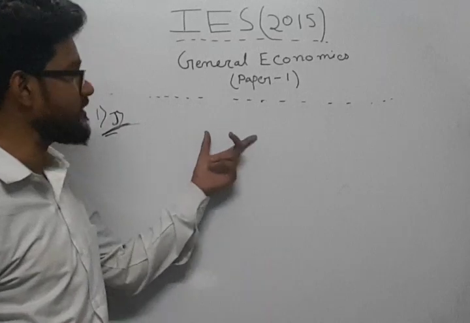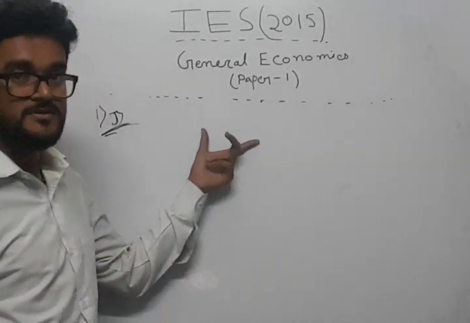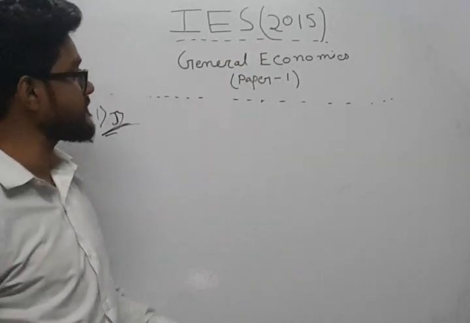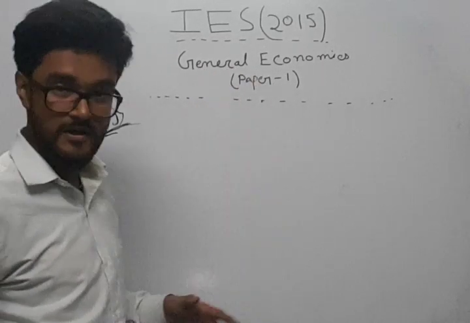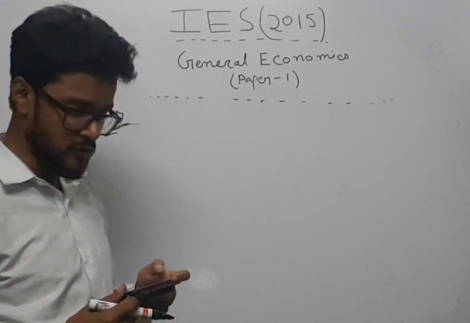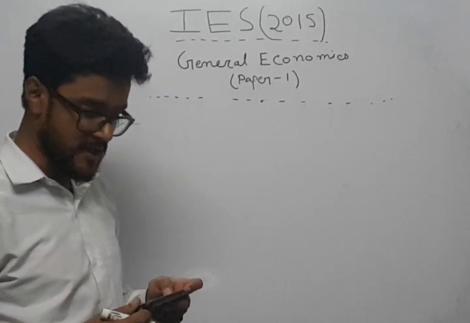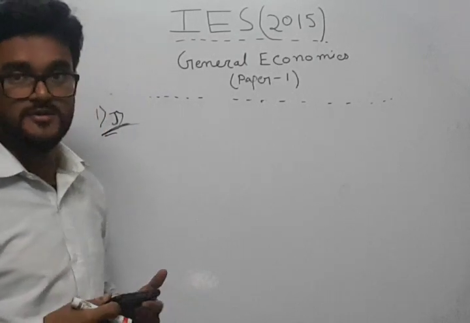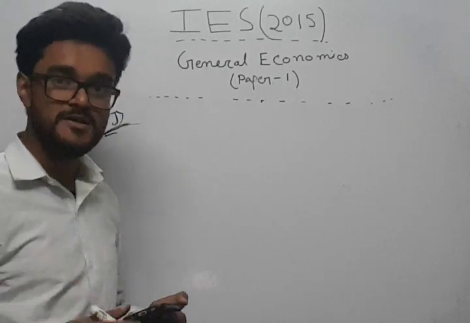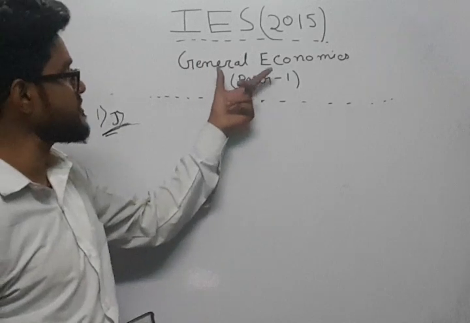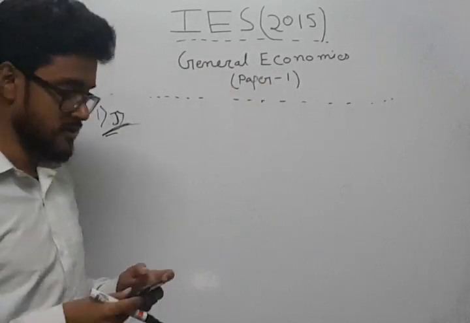So we are continuing our discussion by solving the IES 2015 question paper. Today we will be focusing on General Economics paper number 1 and we are solving section A question number 1J. So today we'll look at the question number 1J from section A of 2015 General Economics paper number 1.